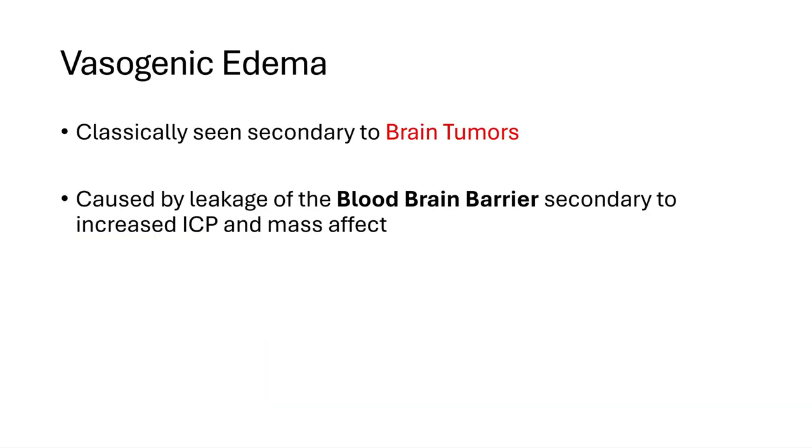The last thing that we'll talk about briefly is vasogenic edema. This is classically seen secondary to brain tumors and is caused by the leakage of the blood-brain barrier secondary to increased intracranial pressure and mass effect.